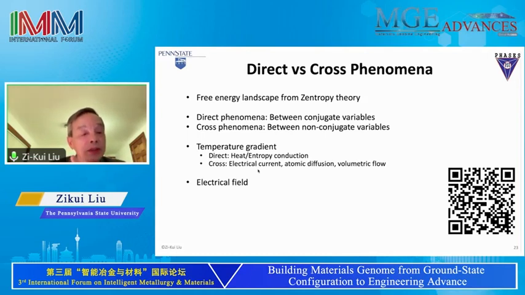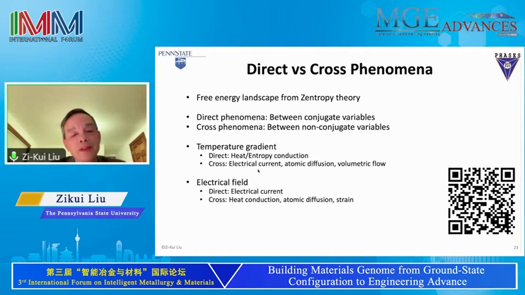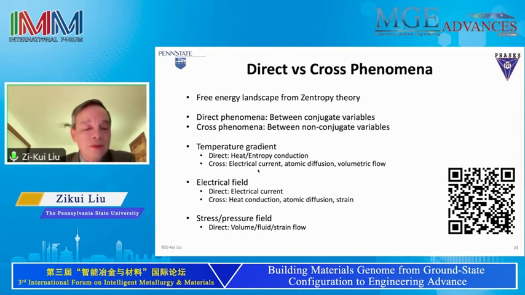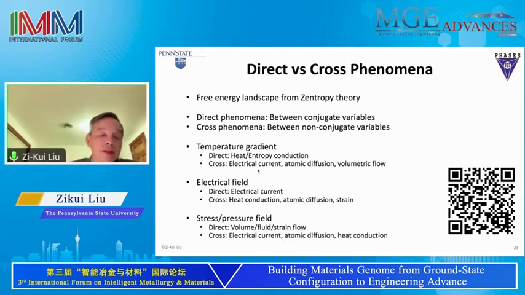And an electric field driving current, that's a direct phenomenon. Then the electric field can also drive heat, that's Joule heating. Electric field can drive atomic diffusion, that's called electromigration. Electric field driving strain, that's called an electromechanical property. Same thing for the stress field too. You can drive a direct flow, stream flow, and then you can have other factors. So those are the cross phenomena, all the mechanical properties, right, that we're measuring.